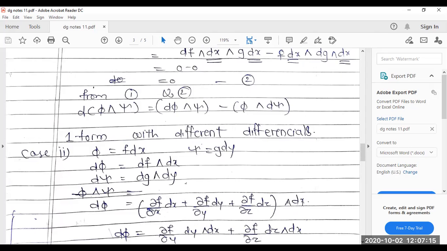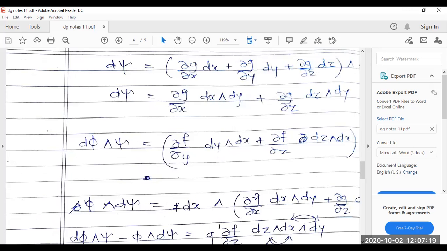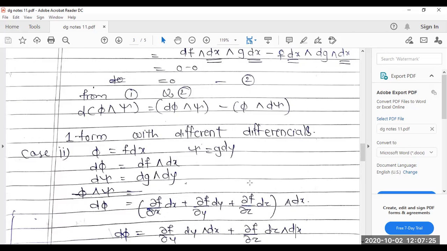Why? Because dx wedge dx is 0. So we remain with only two terms. Similarly for d psi, evaluating d psi, we will get only two terms. Now we want to evaluate d phi wedge psi, then we will evaluate the second term, that is phi wedge d psi. Then we will subtract these two, and then we will find phi wedge psi, and then take the exterior derivative of this term.